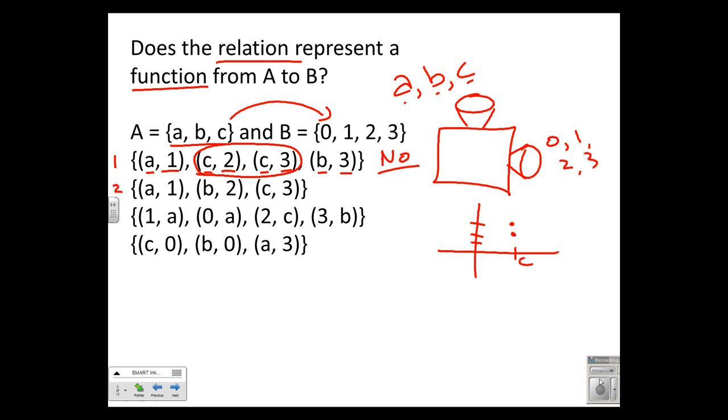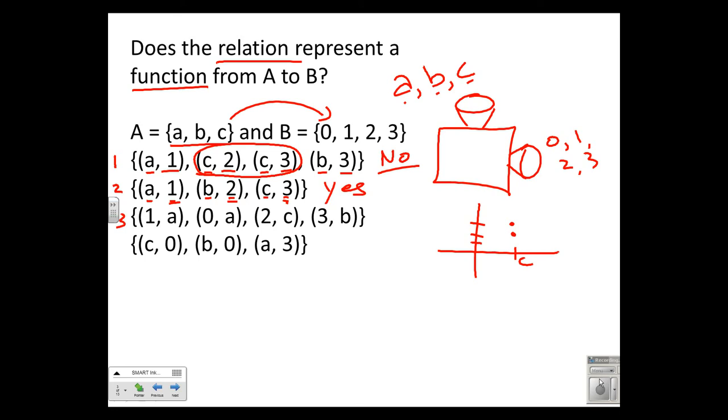Number 2. A's are taken care of. They're supposed to turn things into 1s. B's are supposed to turn things into 2s. The elf in charge of C's turns those into 3s. A, B, and C are each taken care of. There is no elf, the elf in charge of A's, B's, or C's, that should be confused about his or her job. So number 2, yes, is a function.